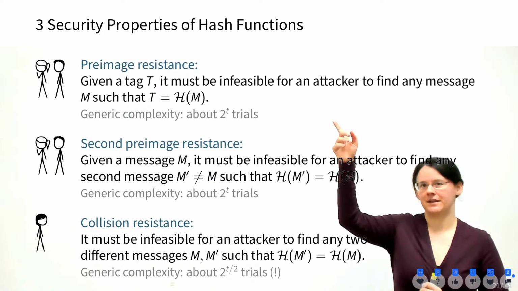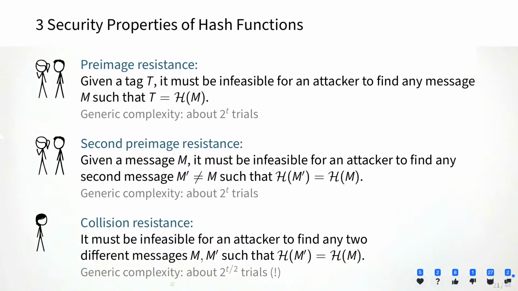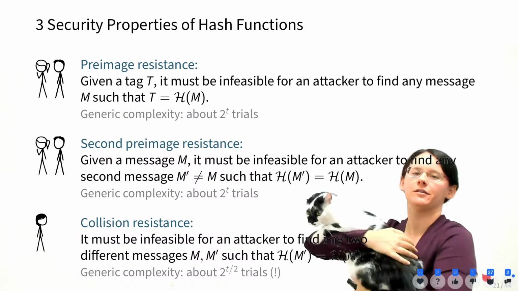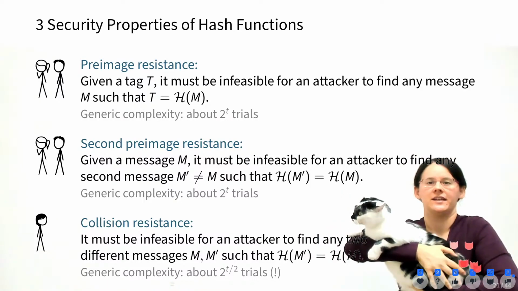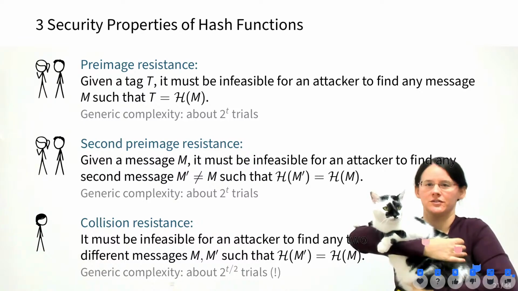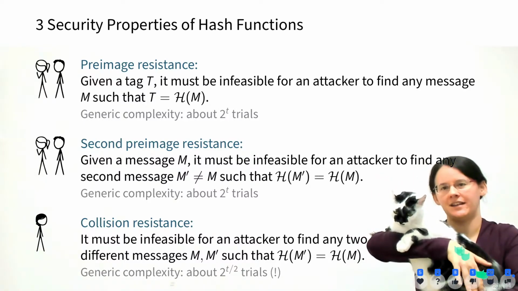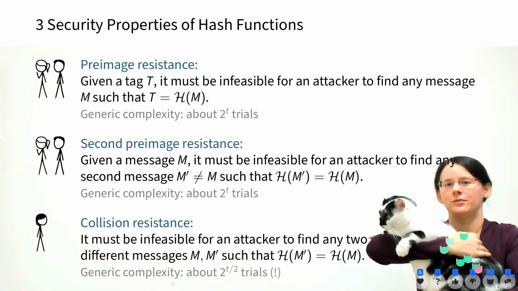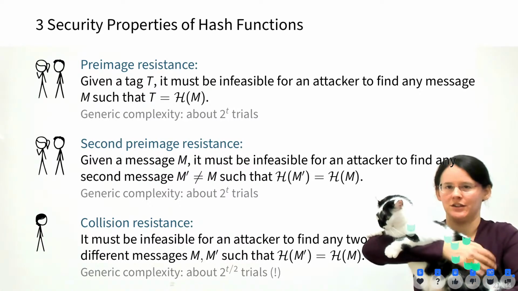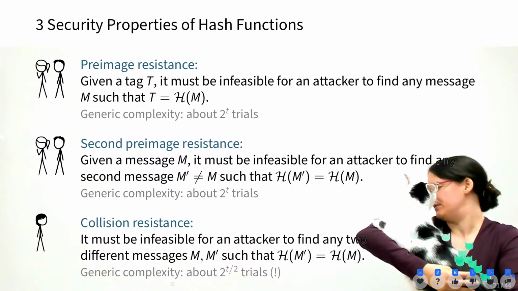And this property must hold even in this variant called second pre-image resistance, where you're not only given the tag, the hash value, but you're already given one valid solution. So one message that hashes to exactly this tag. Even in that case, it must be infeasible for you to find any second message, M prime, that produces the same output as the one you've received.